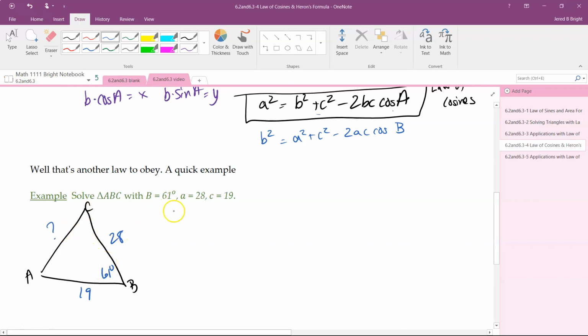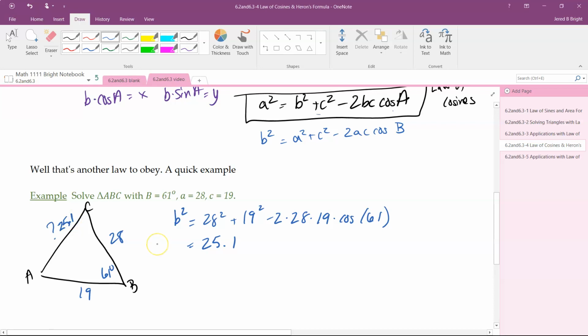Okay, and so this is going to be, let's call this, what is this, b squared? And b squared is equal to a squared, so 28 squared, plus c squared, 19 squared, minus 2 times a times c times cosine of the included angle. Okay, and now we get out our fancy calculators and calculate away, and you get 25.1 or so. Okay, so great, we know that side. 25.1, and that's not degrees, my bad. That's just a side length, right?